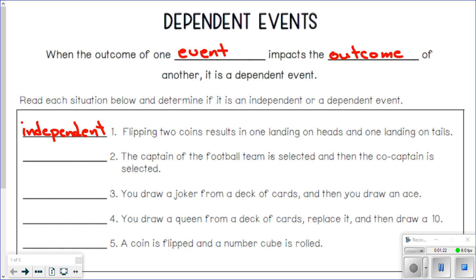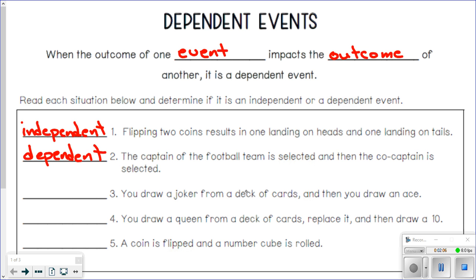The captain of the football team is selected, and then the co-captain is selected. Did who was selected for the captain affect who could be selected for the co-captain? The answer is yes, because if you're selected for the captain, now that person is not available to be chosen as the co-captain. So the first pick affects the second pick. Let's say you were in favor of John being the co-captain, but he was picked as the captain. Well, now you can't pick John as the co-captain anymore. So this is an example of dependent events. The one affects the other one.